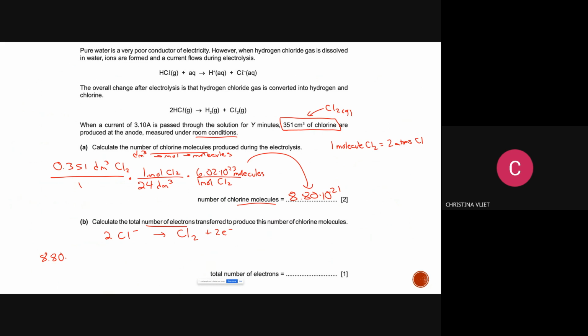8.80 times 10 to the 21 molecules. Can't we just say that one Cl2 molecule has how many electrons? 2, right? It's double the amount of electrons than Cl2. So the net result is we're just multiplying our answer from the first one by 2. And so this should give us 1.76. Check my rounding, but I did 1.76 times 10 to the 22nd.